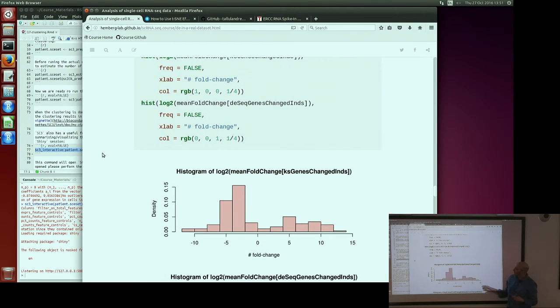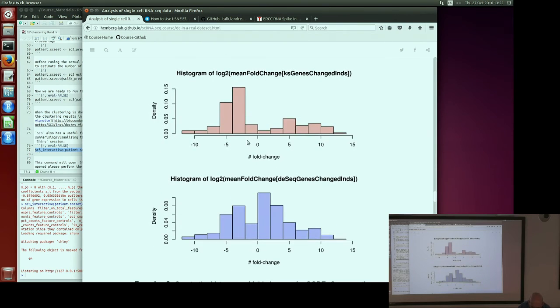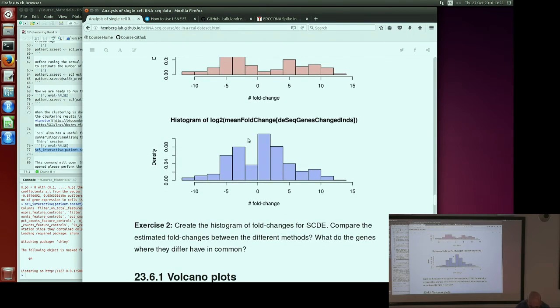What you would expect is that the method will be picking up mainly genes that have high negative or high positive values and not so many that are close to 0. This indeed seems to be the case here. So this was for the Kolmogorov-Smirnov test. If we look at DE-seq, you can immediately see that you have a lot more genes with low fold changes that are being picked up.